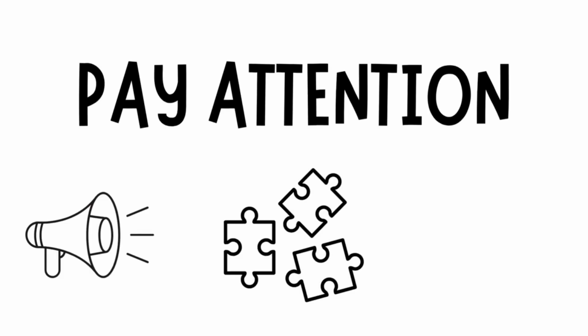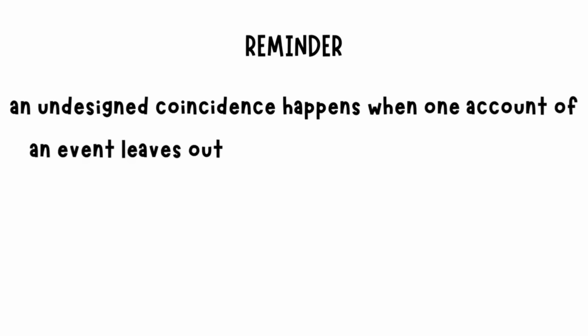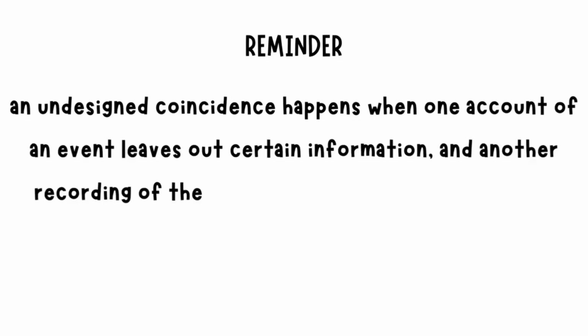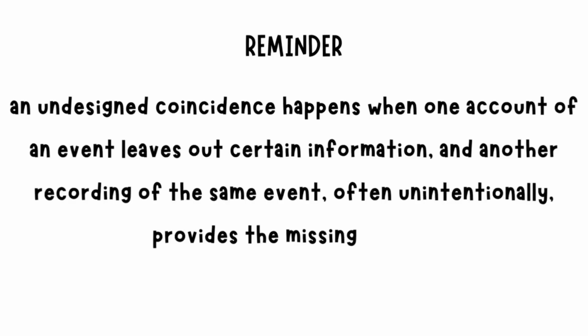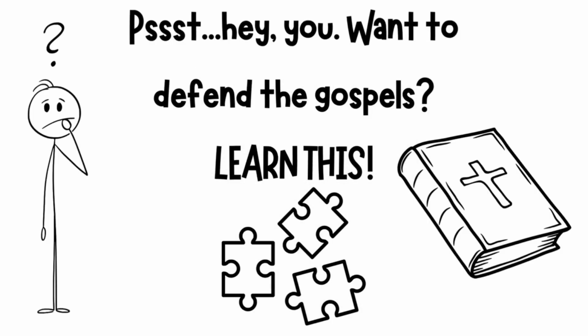Now, as a quick refresher, an undesigned coincidence happens when one account of an event leaves out certain information and another recording of the same event, often unintentionally, provides us with the missing details. This helps address questions that arise from the first account. See my first video in this series if you need more of an explanation.